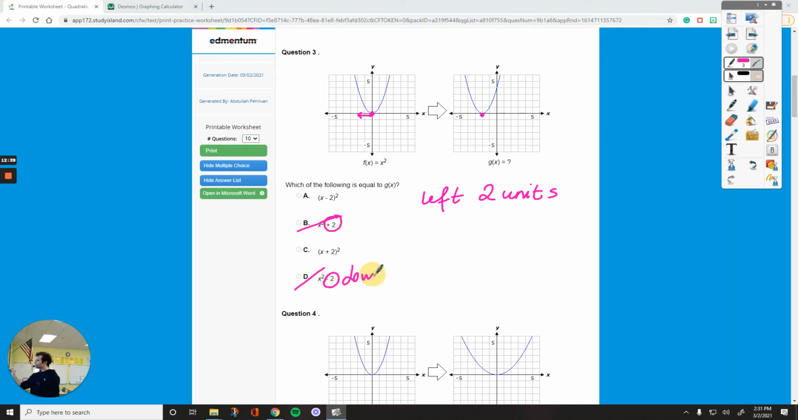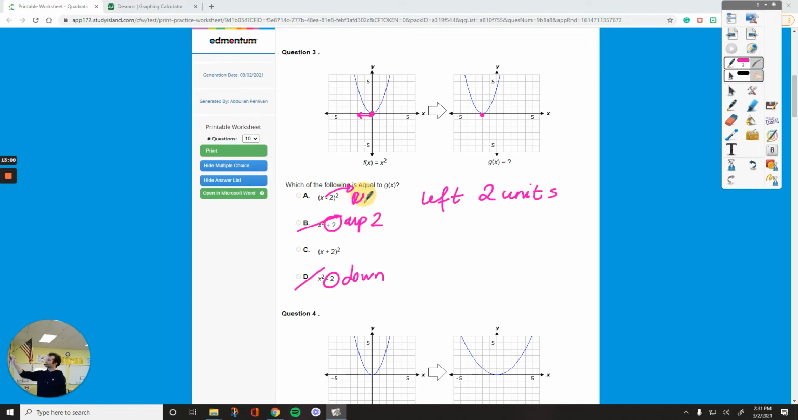This is down 2 because they are subtracted from the end of the function, and then this is up 2 because it's in the end of the function. And in A and B, we are just modifying the x. The first one says subtract 2 from the variable. So when you deal with horizontal movement, you think about the opposite.